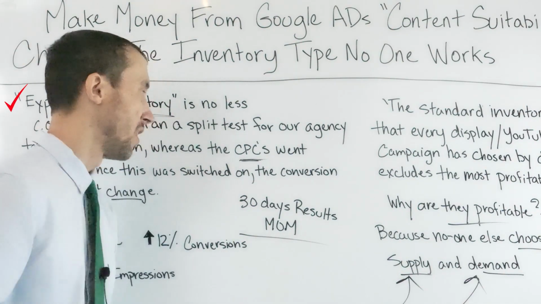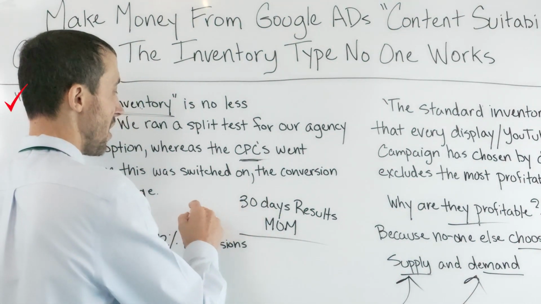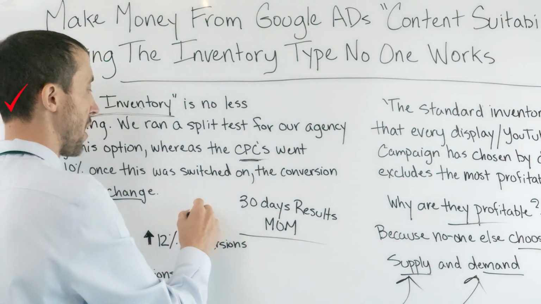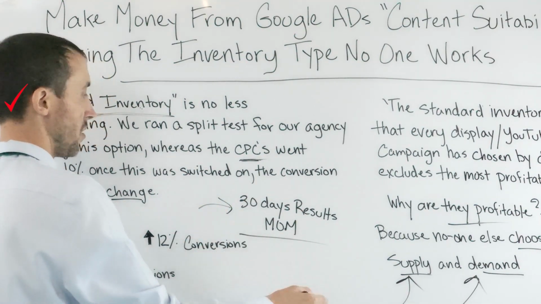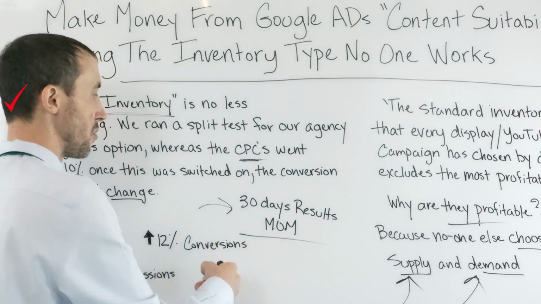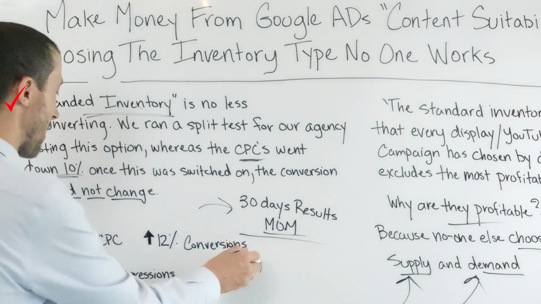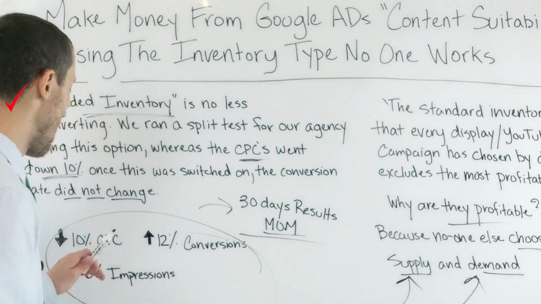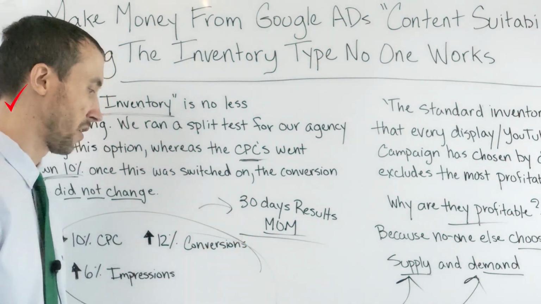The way I conducted this experiment was I made the switch from standard inventory to expanded inventory on our YouTube campaign, and then we ran that for 30 days and compared it to the previous 30 days, so it's a month-over-month test. And here are the results we found, so you don't have to run this test for yourself. We had a 10% decrease in the cost per click.